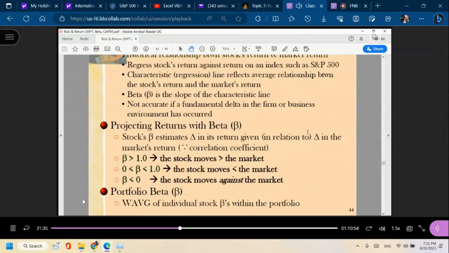That means when the market goes up by 10%, the stock, let's say Apple, if Apple's beta is two, what does it mean? Apple's return goes up by 20%. The correlation coefficient is giving you that power of forecasting, the predictive power.